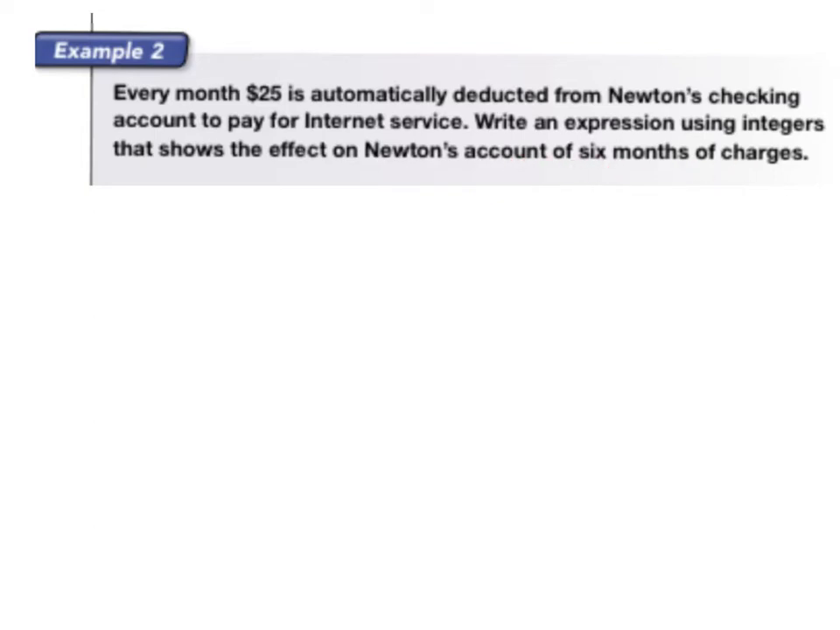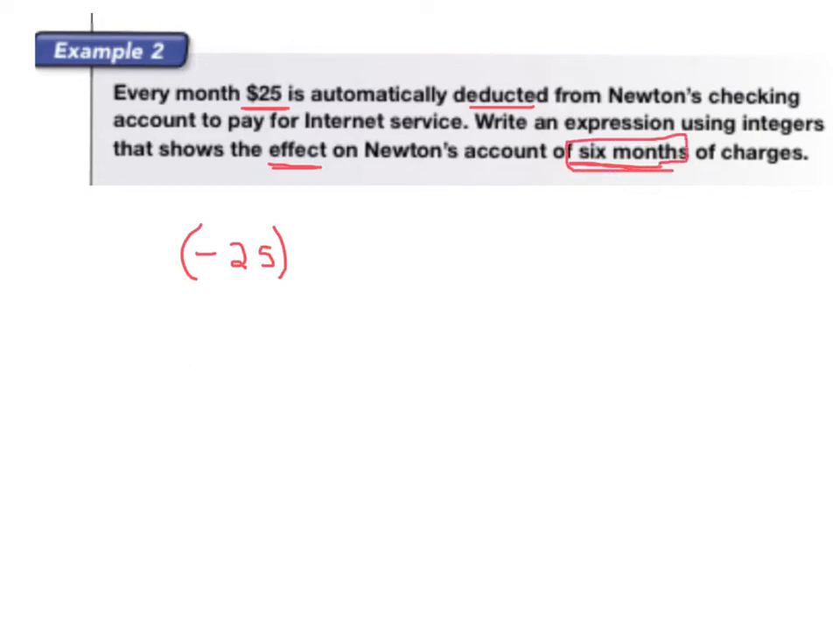So we're going to convert this into math. So let's look at the number 25. Since it's being deducted, that means that's a negative $25. So negative $25. Now we're going to write an expression and it shows the effect on his account after 6 months. 6 months is key.